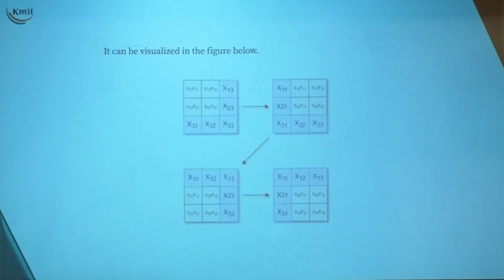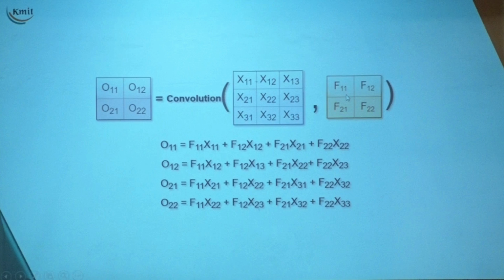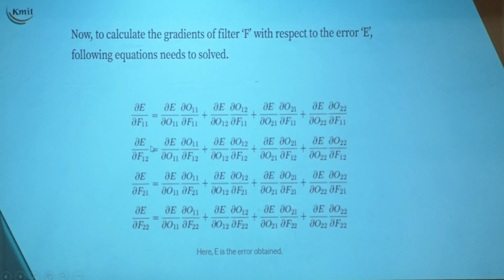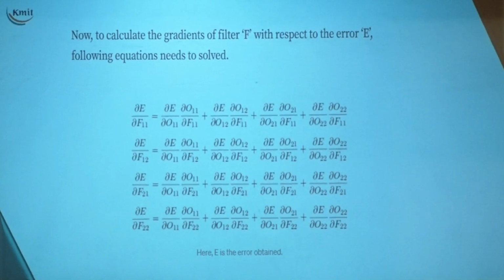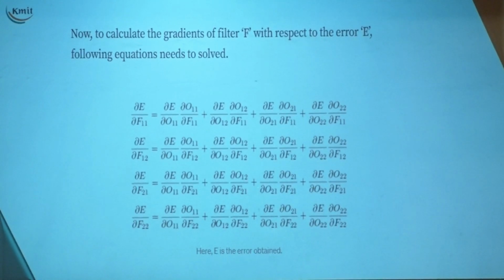What is F11? The filter values that we take. Dou of E by F12, dou of E by F21, dou of E by F22. So in ANN we adjust the weights. In CNN we adjust what? The filter values. So we calculate the gradients of the error with respect to what? With respect to filter. Is that clear, everybody? Yes or no? Do you want me to repeat it again?